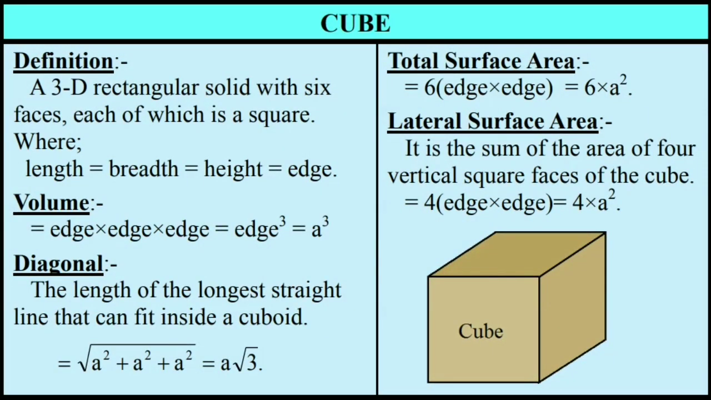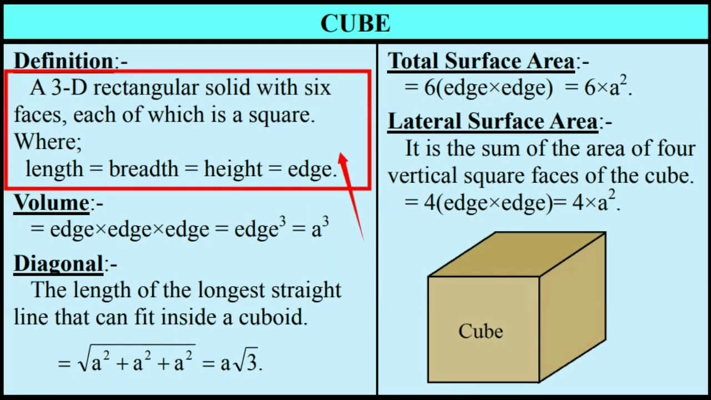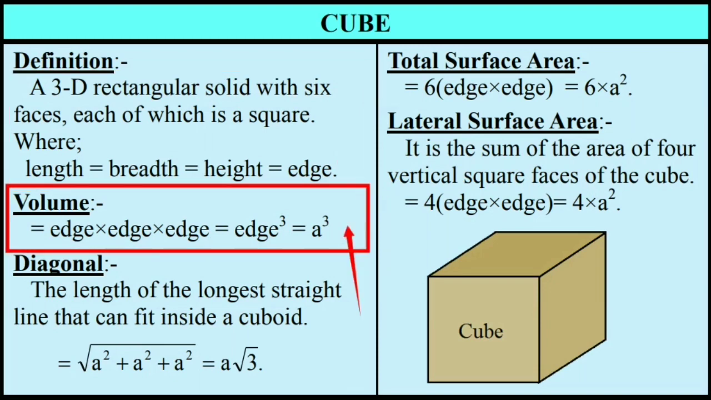Let's discuss a cube. According to the definition, a three-dimensional rectangular box with six faces, each of which is a square, is called a cube. It means in a cube, length, breadth, height are of same length. Next is volume of a cube.